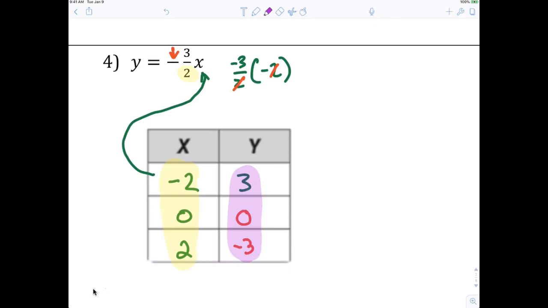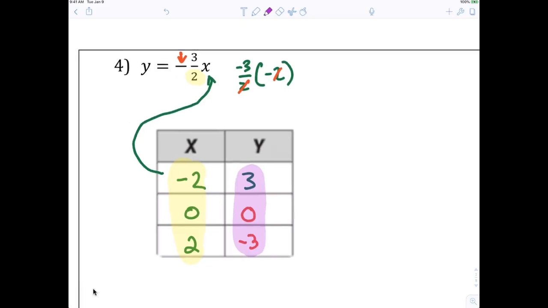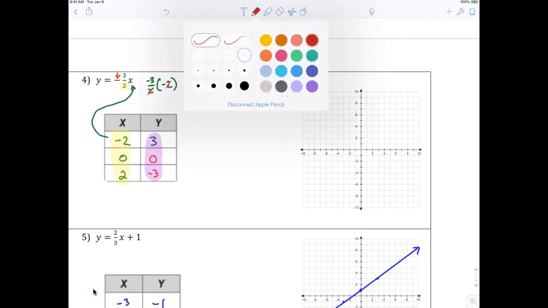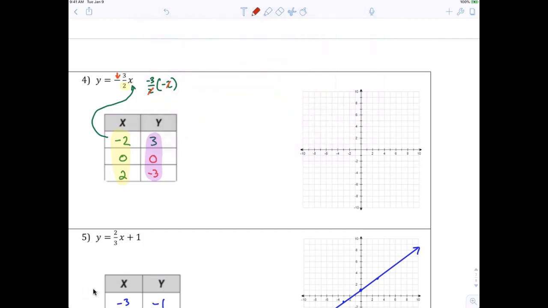That's important. If you don't know that, we can't go any further. Is everybody okay with that? Now, after you get those points, we just plot them. All right? So let's graph negative 2, 3. And every time you plot these 3 points, they should line up in a line. If they don't, you made a mistake. Now plot 0, 0, and then 2, negative 3.